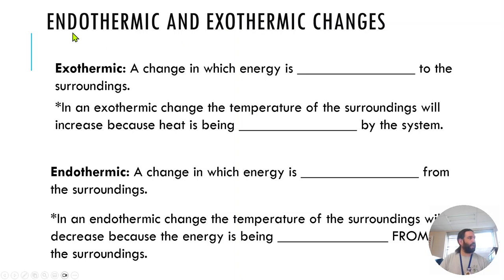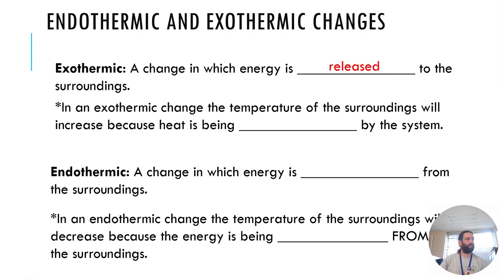Another use of endo and exo refers to skeletons. Vertebrate animals have endoskeletons because our skeletons are inside our bodies, and insects have exoskeletons because their skeletons are on the outside. So an exothermic change, energy out, is a change in which energy is released to the surroundings.